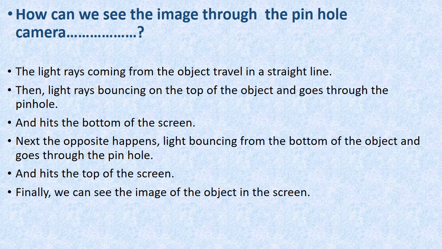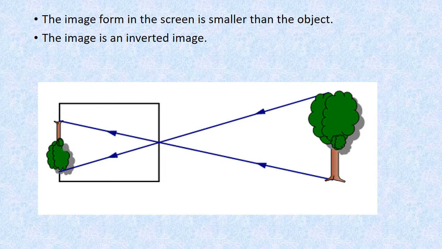There are several characteristics of the image which is formed on the screen of the pinhole camera. We will see what they are. You have to remember this. The image formed on the screen is smaller than the object. Look at the picture below. I think there you can clearly see. The image is smaller than the real object, and the image is an inverted image. So remember these two points.